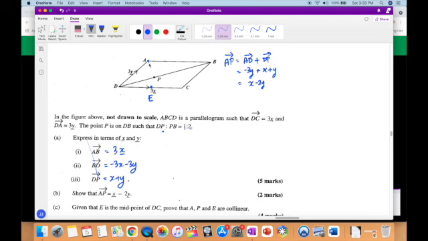A, P, and E are collinear. Right? Scotia, what does collinear mean? A, P, and E. That they are on the same line. Very good. So how do I show that they're collinear?